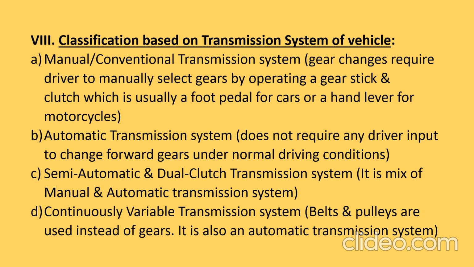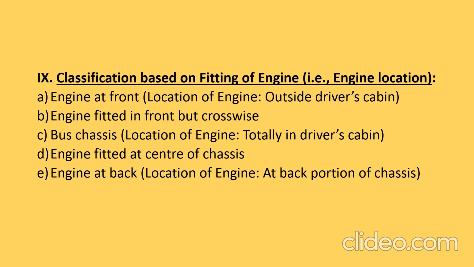Now the next classification is based on the fitting of the engine, or the engine location. Engine at front means the location of the engine is outside the driver's cabin. Engine fitted in front but crosswise. Bus chassis: here the location of the engine is totally in the driver's cabin. Engine fitted at the center of the chassis. Engine at back means the location of the engine is at the back portion of the chassis.